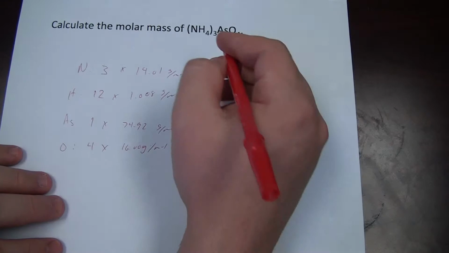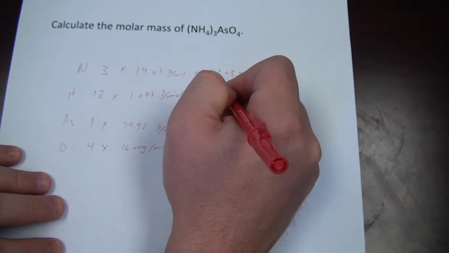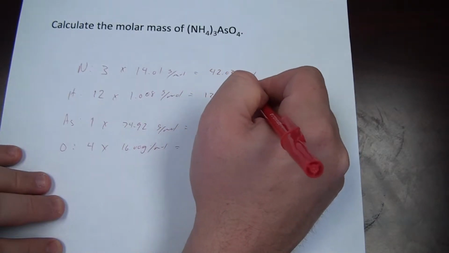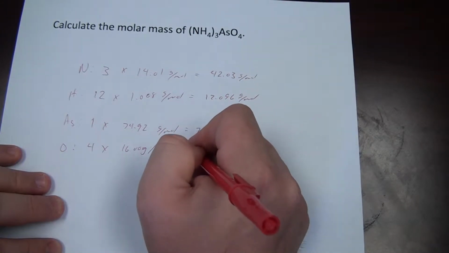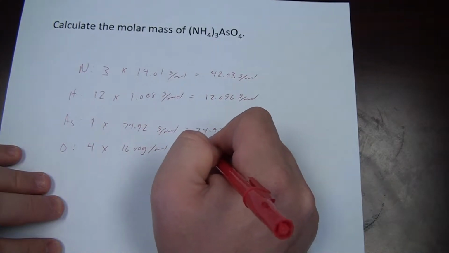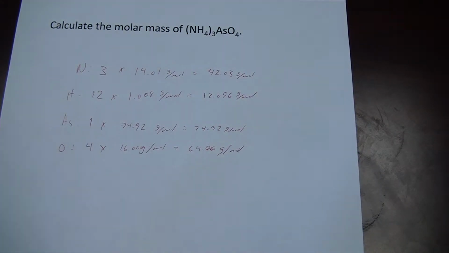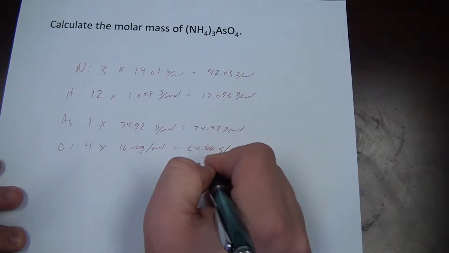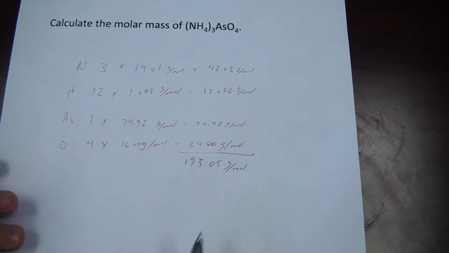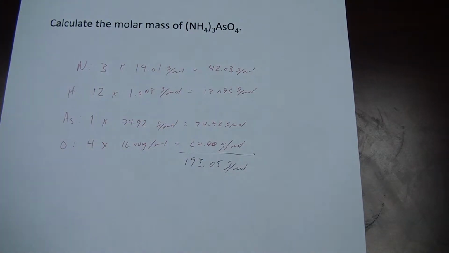Multiply those together, we get 42.03 grams per mole of nitrogen, 12.096 grams per mole of hydrogen, 74.92 grams per mole of arsenic, and 64.00 grams per mole of oxygen. Then for the final molar mass, add all of those up, we get 193.05 grams per mole. Again, the same process we used for calculating molecular mass, we're just using the different unit now of grams per mole instead of atomic mass units, or AMU.